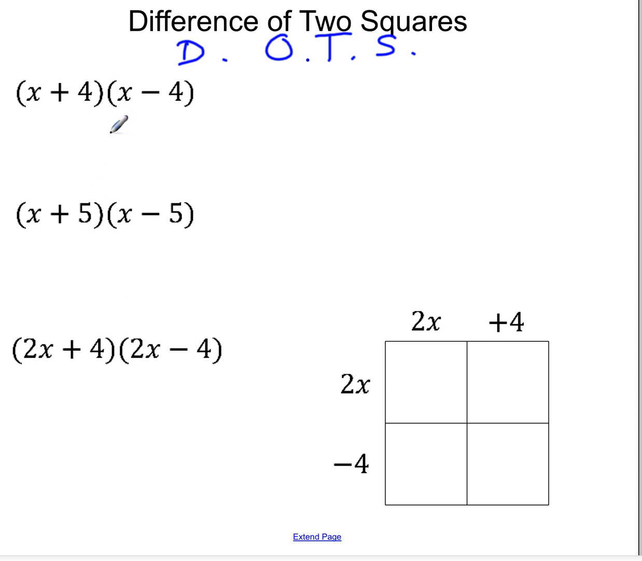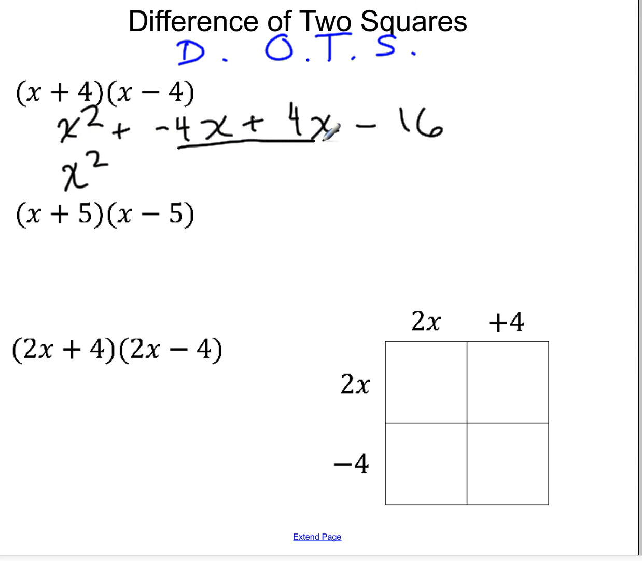Okay? So if I'm going to multiply this out, I'm going to get x squared. I'm going to use FOIL here. My outside gives me negative 4x. My inside gives me positive 4x. And my last term gives me negative 16. What happens when you combine like terms with all of these is that you get x squared, but the two middle terms cancel out. So my final answer is x squared minus 16, or a difference of two squares, because x squared is a perfect square, 16 is a perfect square, so it's a difference of two squares.